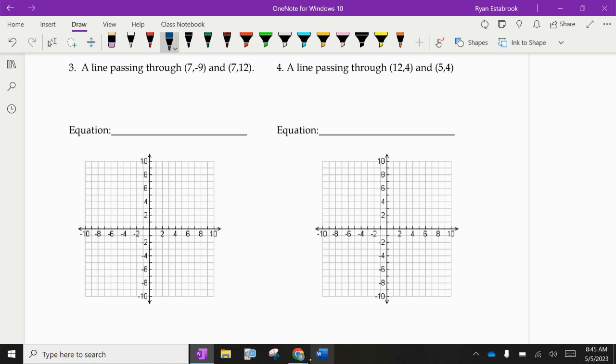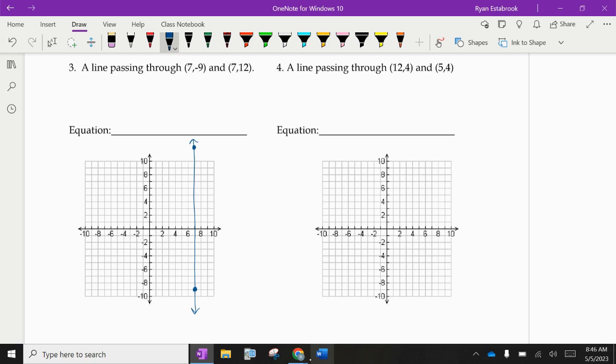The first point is 7, negative 9. So right there. And the other one is 7 comma 12, which doesn't quite fit on the graph, but I can kind of make it fit. Over 7 up 10, 11, 12. And now if I'm going to combine these 2 points into one line, the line is going to look like this. And that is a special case. That is a vertical line going straight up and down.